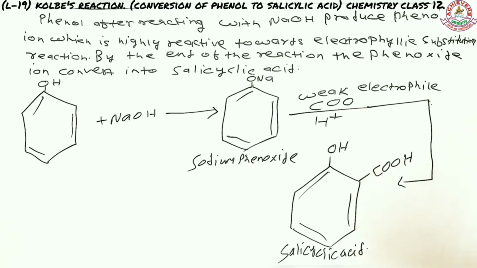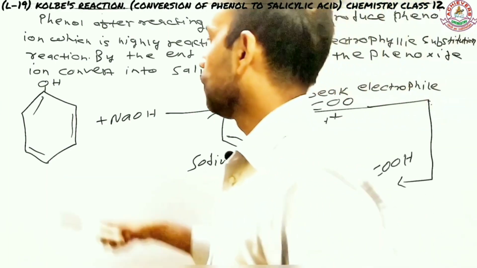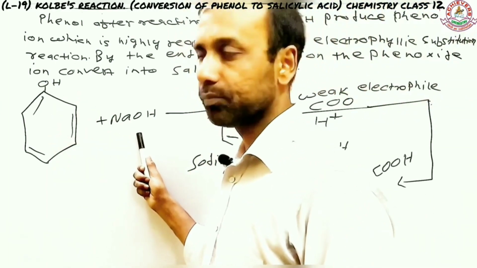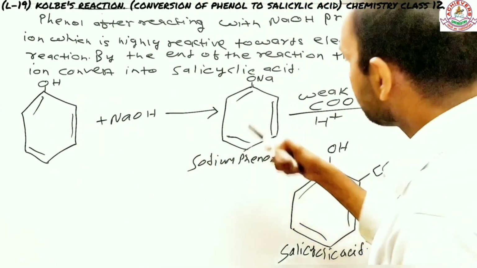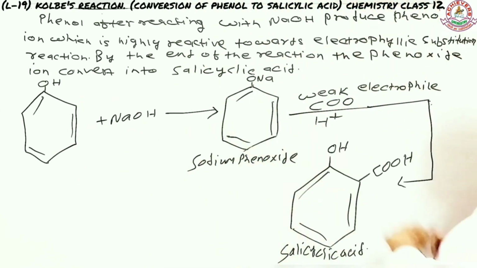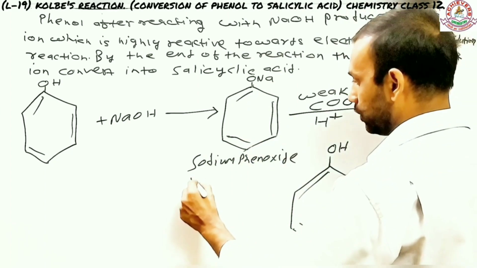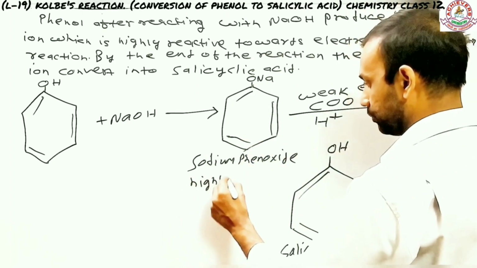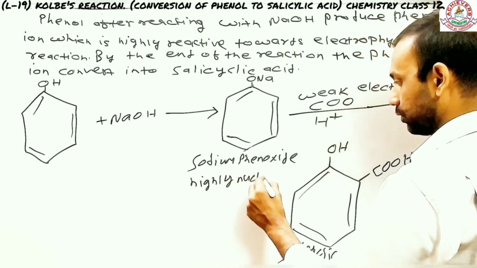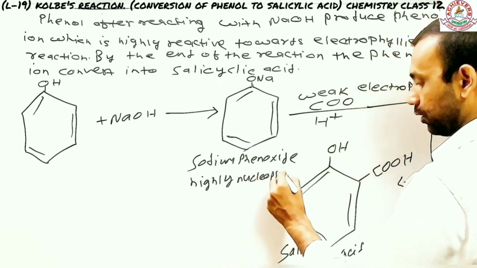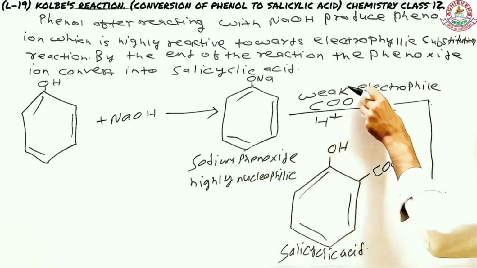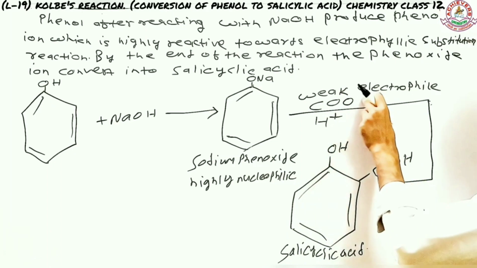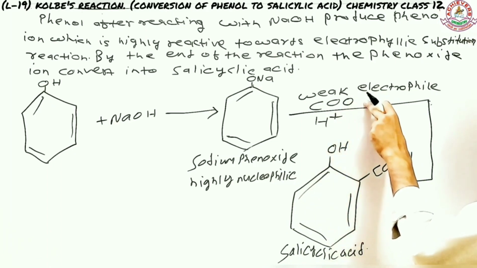Now let me explain the whole reaction, what Kolbe reaction is. Phenol first reacts with NaOH, and with NaOH it produces sodium phenoxide. After that, it is highly nucleophilic. You have to remember that this one becomes highly nucleophilic. And because it becomes highly nucleophilic, it reacts with the electrophile, and what is that electrophile it provided? CO2.